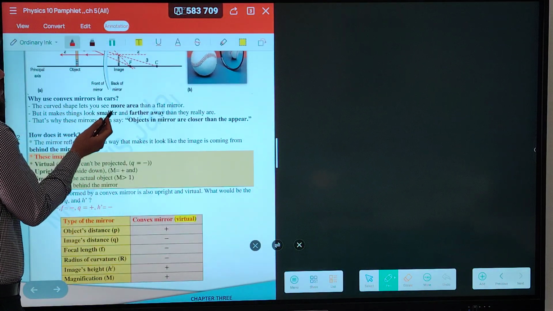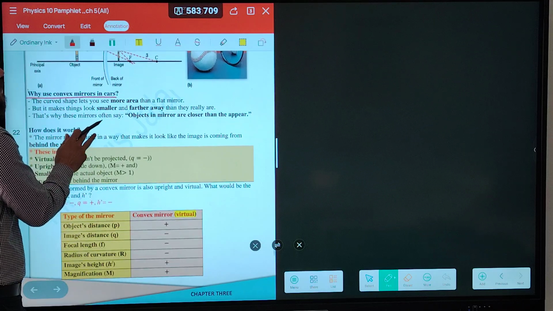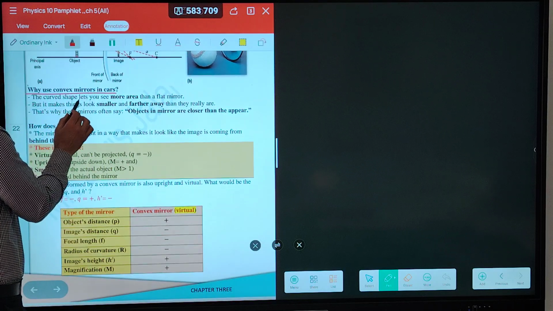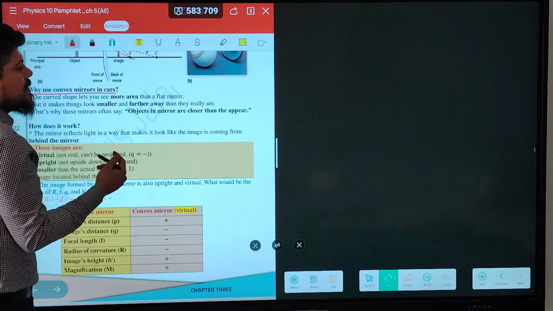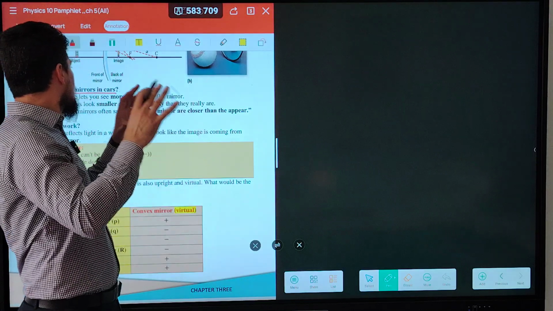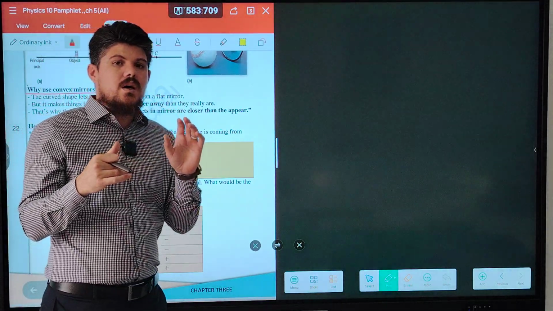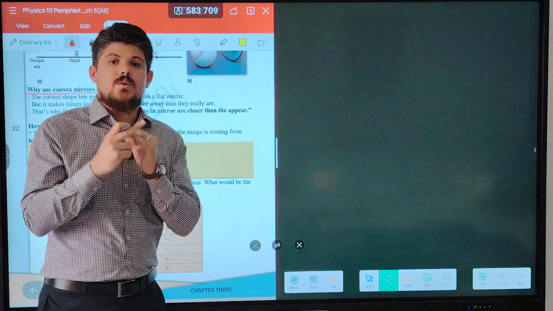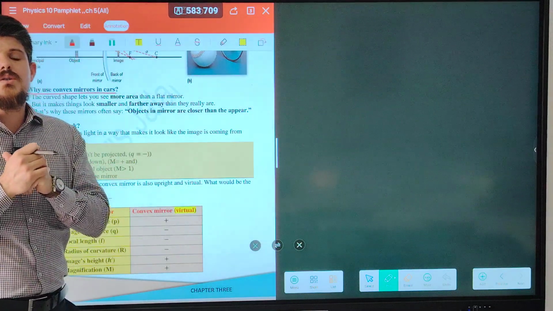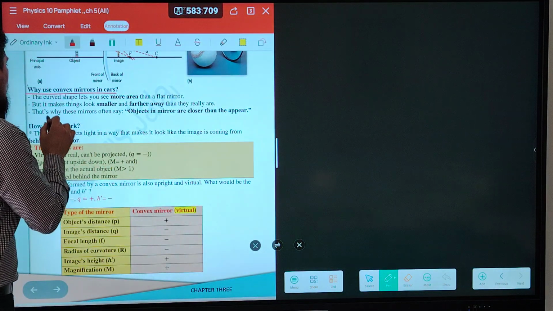So why use convex mirrors in cars? In a car, the convex spherical mirror can be used because the curved shape lets you see more area than a flat mirror. Okay? So the type of the mirror in the car is convex spherical mirror. Why? What is the reason?